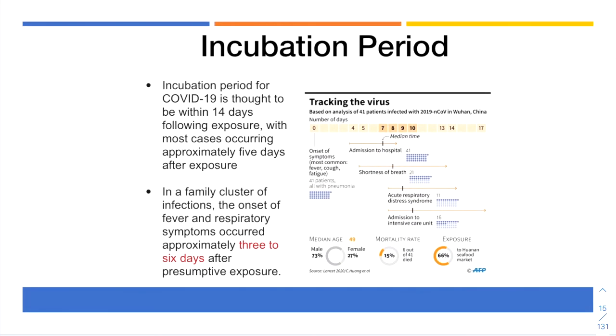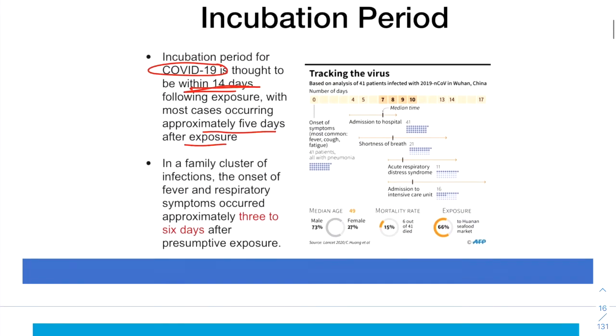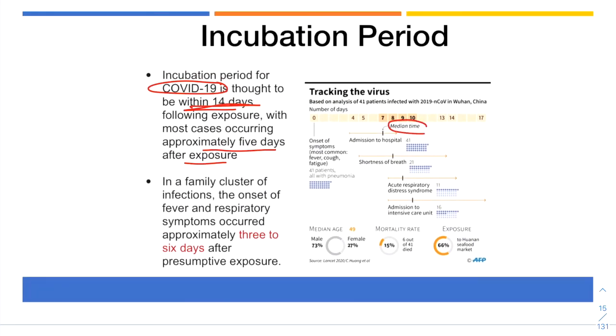Now, next, coming to the incubation period. The incubation period of COVID-19 is thought to be around 14 days, that is within 14 days, but most cases occur approximately 5 days after exposure. Also note that the median time at which hospitalization occurs is around 7 days. On around the 8th day, the patient usually develops shortness of breath, around the 9th day, ARDS, and around the 10th day, the patient usually requires mechanical ventilation.